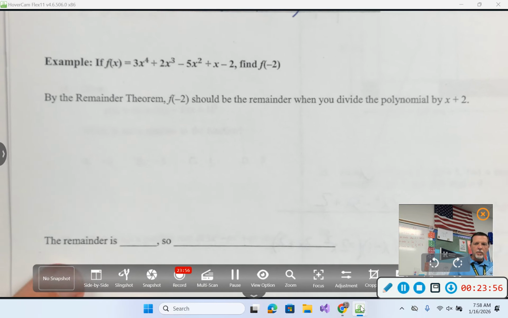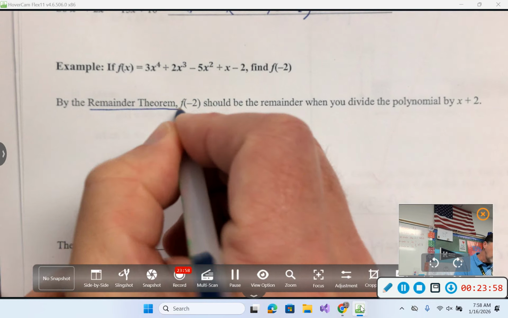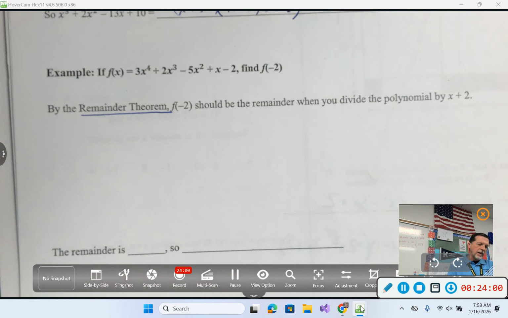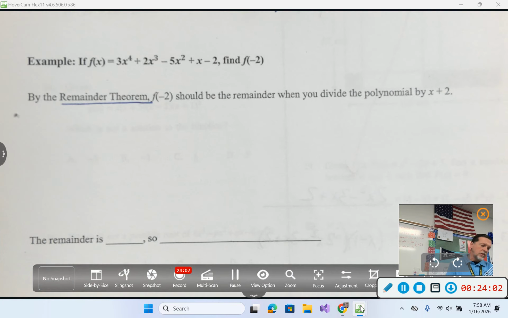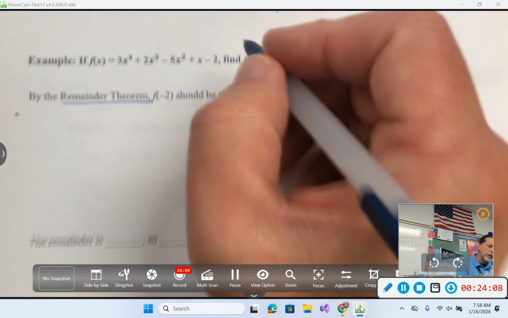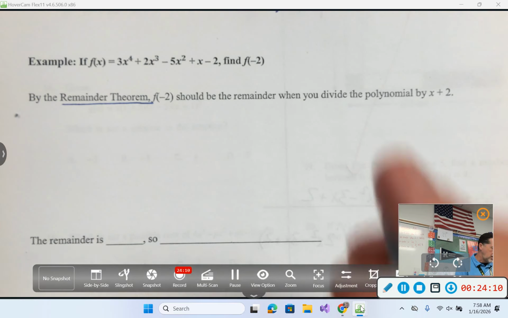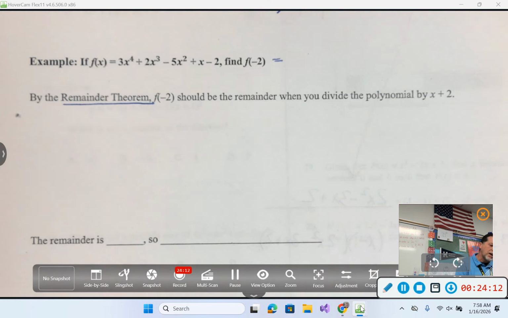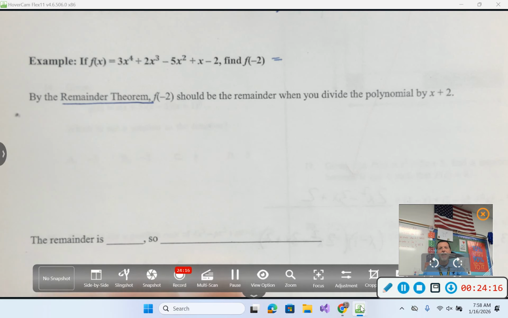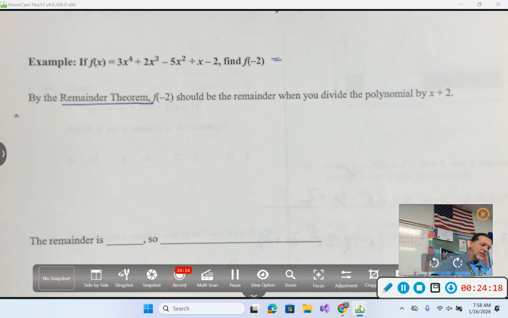Okay, last example. By the remainder theorem, f of negative 2 is the remainder when you divide the polynomial by x plus 2. This is kind of weird. In fact, let's back up. I don't know what r is. We'll get to that in a minute. Should have done this to begin with.